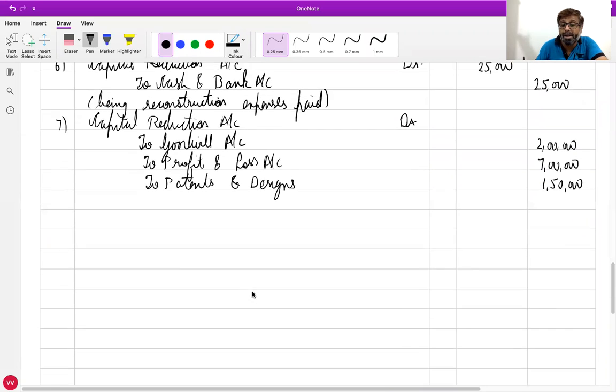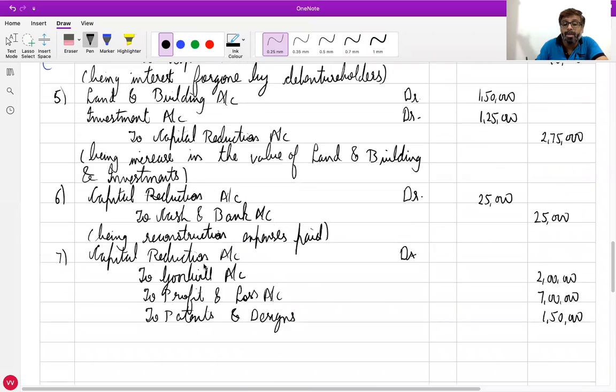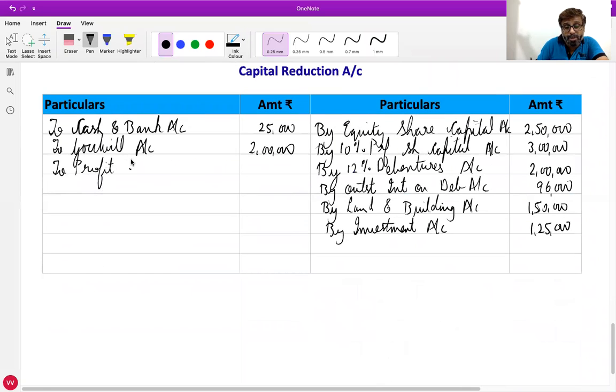All of you write on capital reduction debit side to goodwill account 2 lakhs, to profit and loss account 7 lakhs. Capital reduction account debit means on the debit side all the three opposite accounts: goodwill 2 lakhs, profit and loss account 7 lakhs, patents and designs 1,50,000. Now, in case any balancing figure remains, we have to transfer it to capital reserve and combine it in that entry. If no balance remains, then we can finish it off.